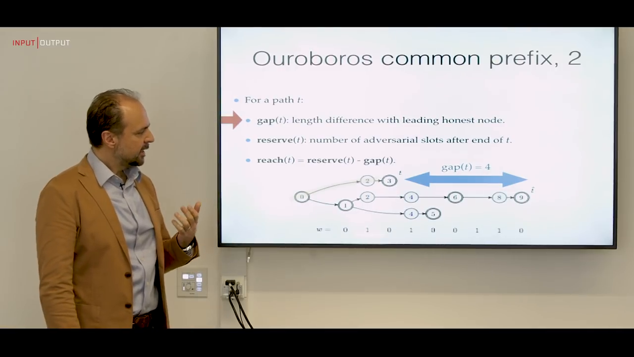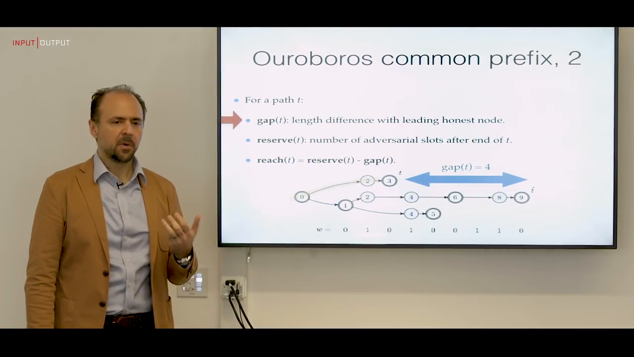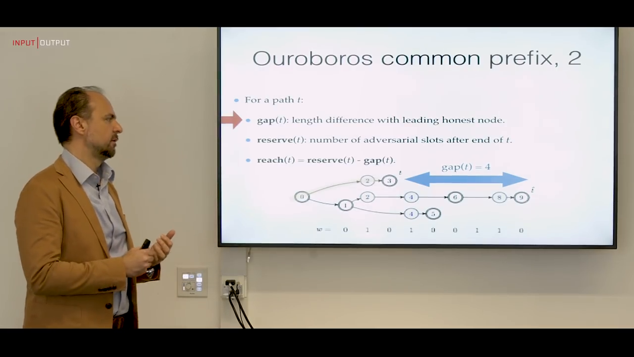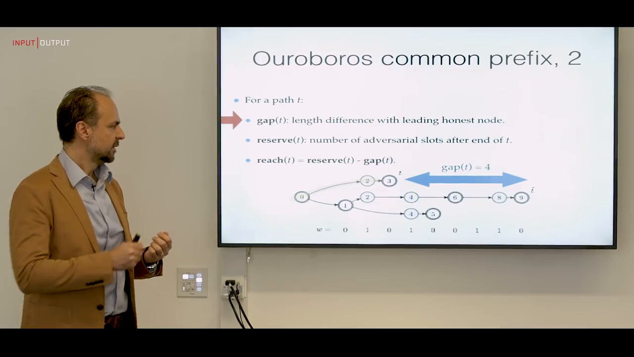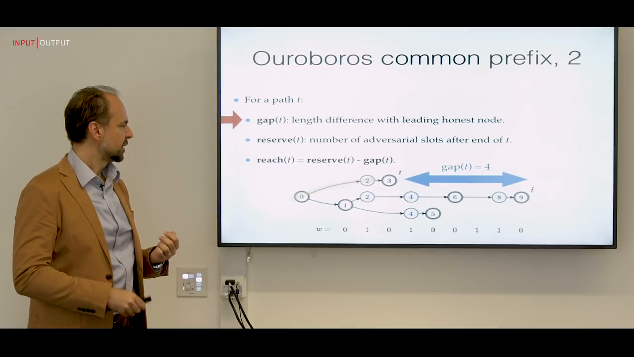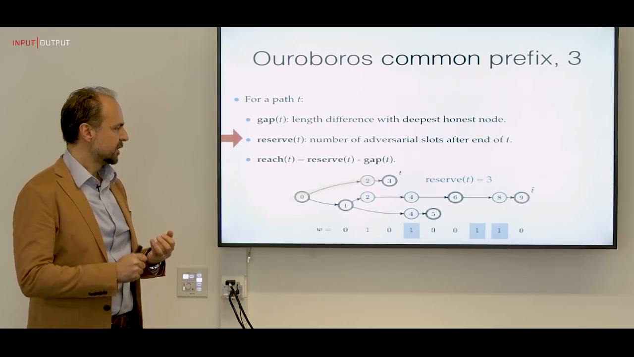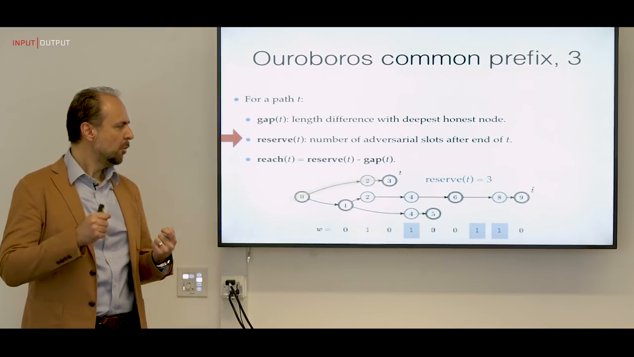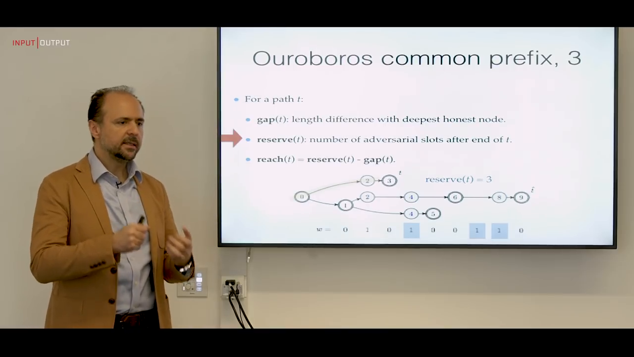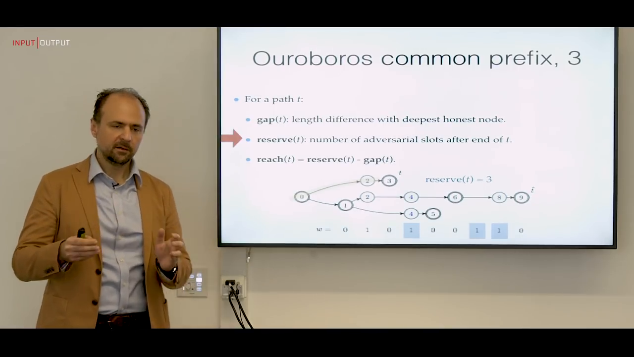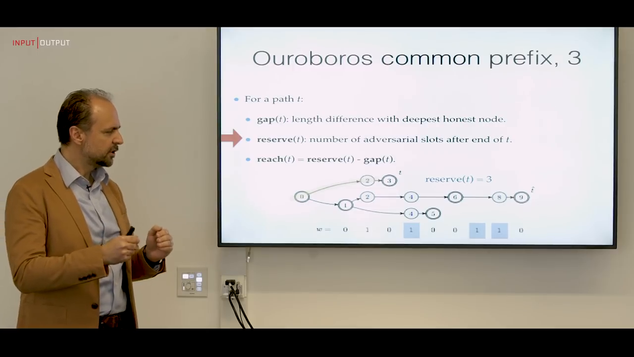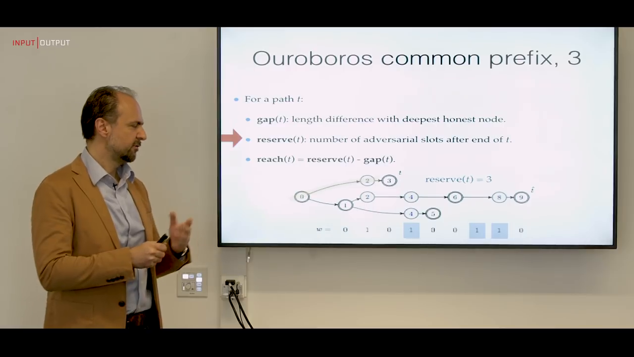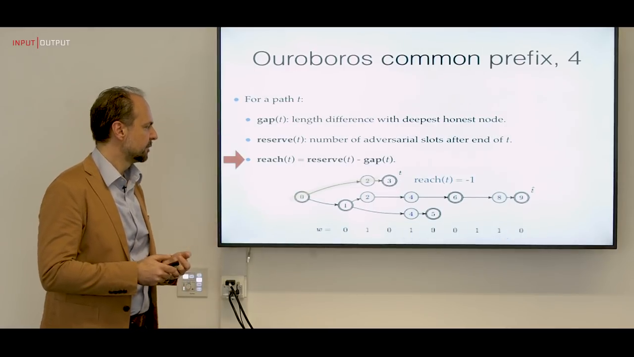The gap is, we look at a certain path in the execution and we say how far it is from the leading one. That's the gap concept. The reserve concept, on the other hand, says if we look at a certain path, how many slots are still at the full control of the adversary, and the adversary might use them to advance that path forward. In that particular case, for the top path you see there, it's 3 slots.